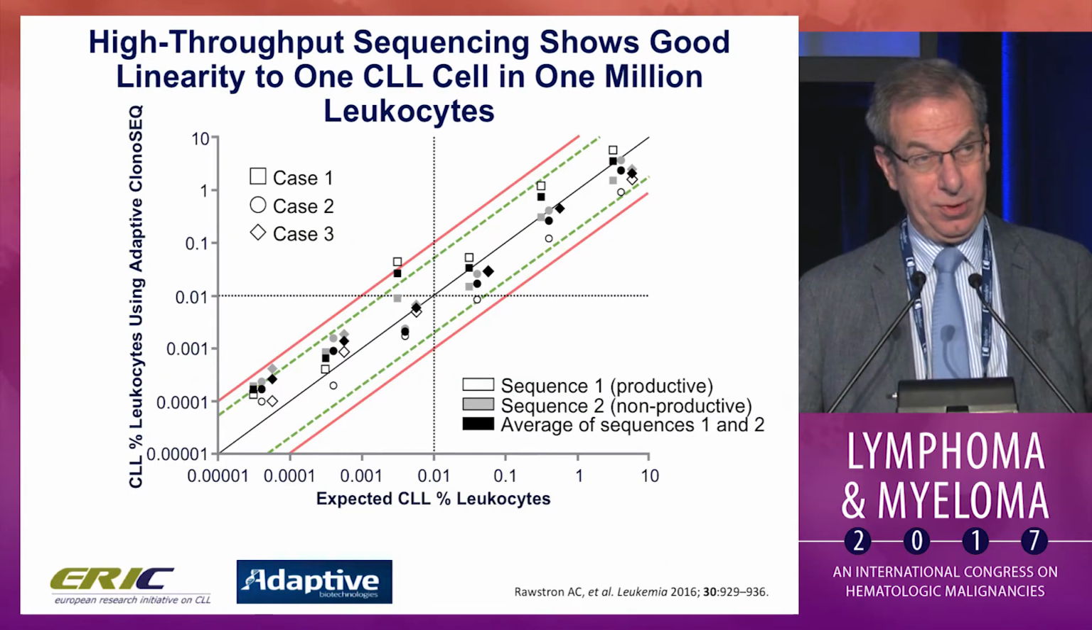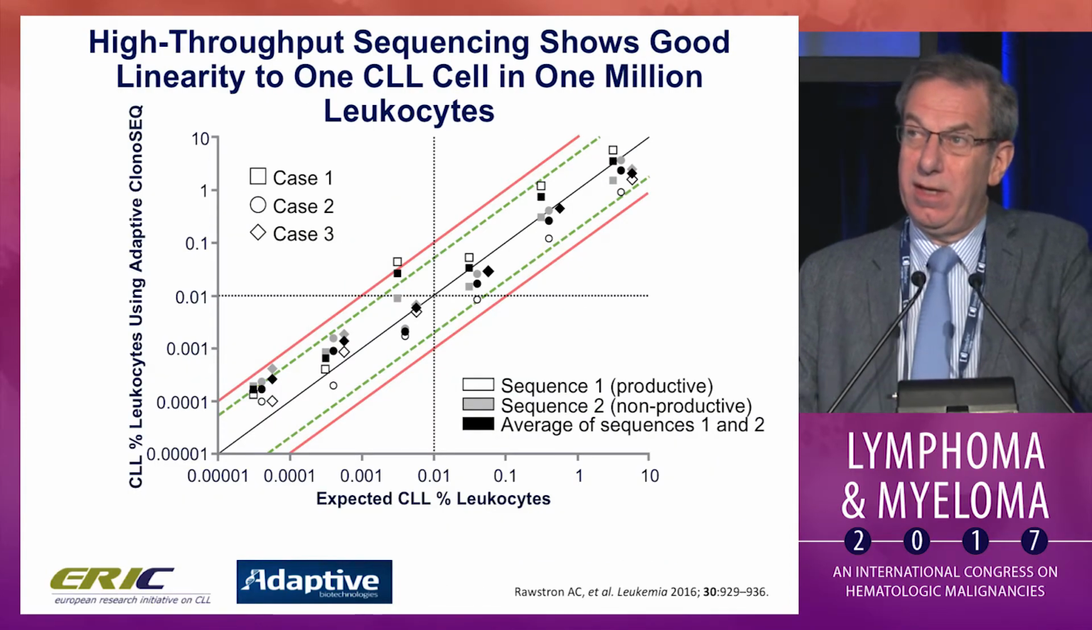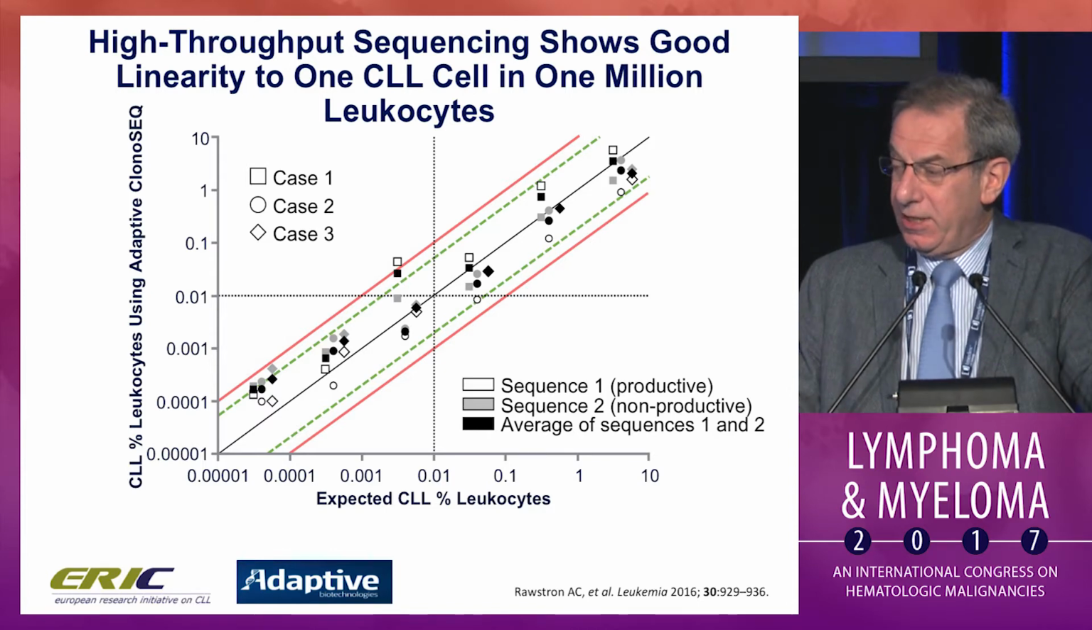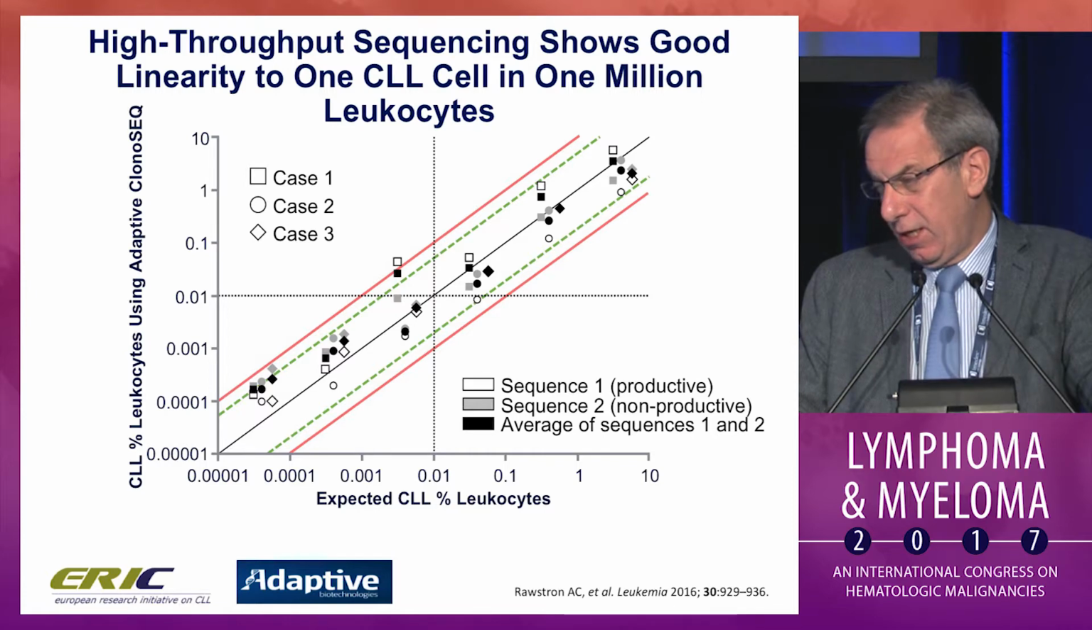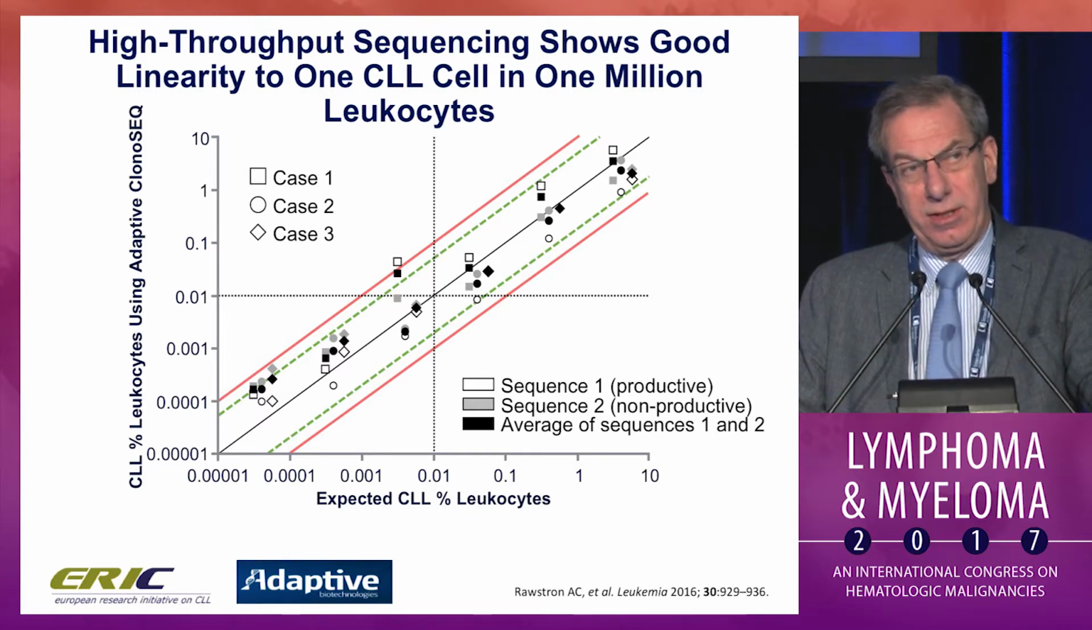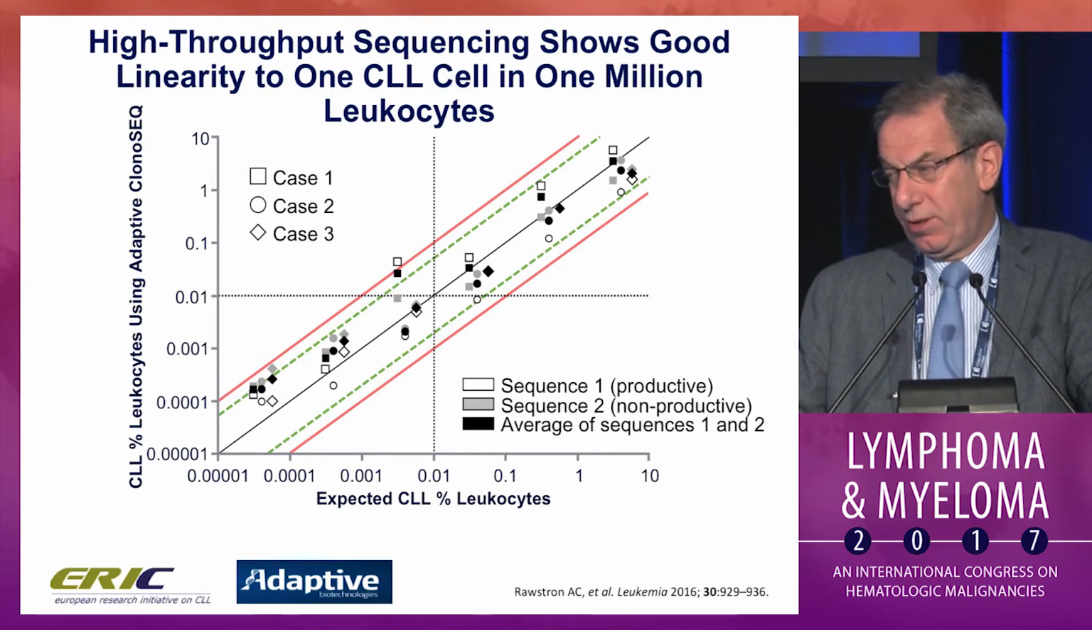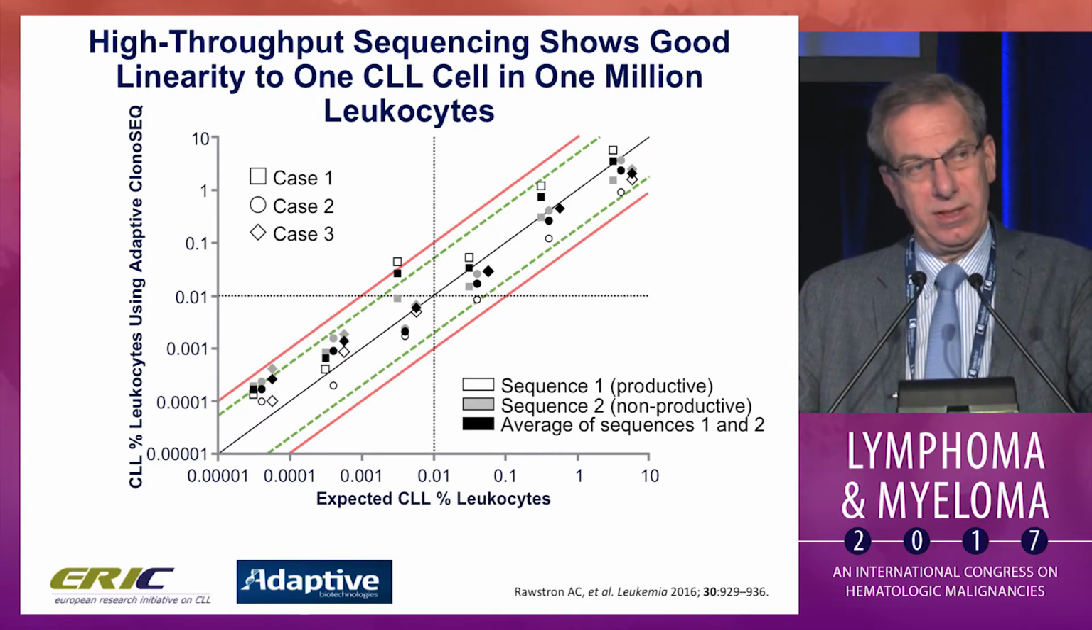What about high-throughput sequencing? Obviously, there's been a desire to get more sensitive tests. This shows a dilutional experiment, which again we published recently, where we diluted CLL cells into normal, and you can see with 3 cases, the black spots are the average for 2 runs, that this test is valid down to around 1 in a million cells.